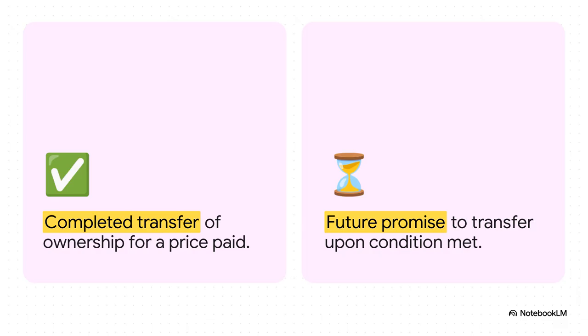Take this precise example for your exam, okay? Let's say A agrees to sell a house to B, but only after clearing an existing bank loan. That right there is an agreement to sell. The transfer completely relies on a future condition. Do not mix these two up on your script.